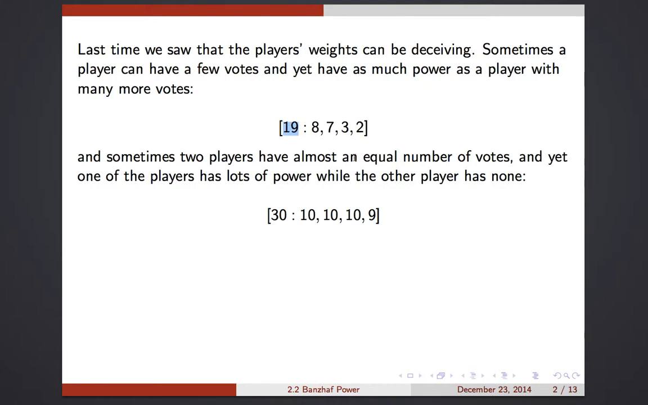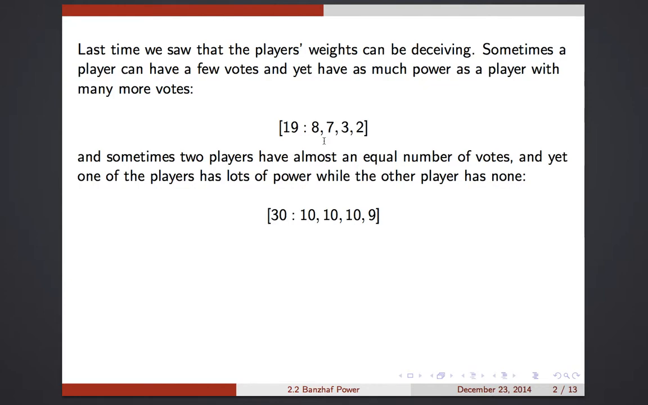Okay, so in this system, notice that there are 20 total votes on the table. There are 8 plus 7 plus 3 plus 2 votes. So the 4 voters together have 20 votes. And notice that you need 19 votes to pass. And 19 is pretty close to 20, right? So you need most of the votes in the system to pass.